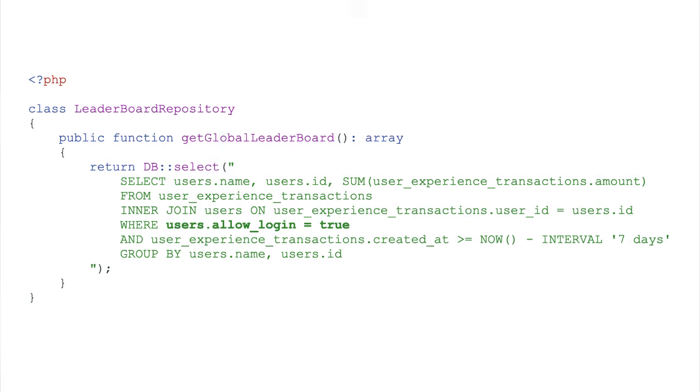Did you spot it? They accidentally remove the users.allow_login equals true conditional from the query, which is going to cause different data to be displayed in both places. This is a sneaky bug that can easily slip past code reviews and cause real discrepancies, although a minor one.